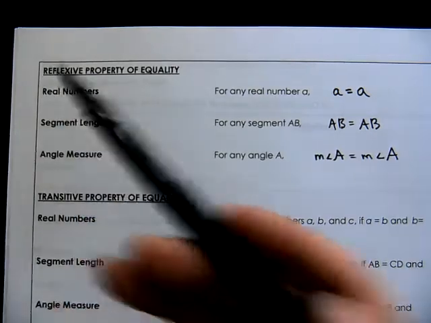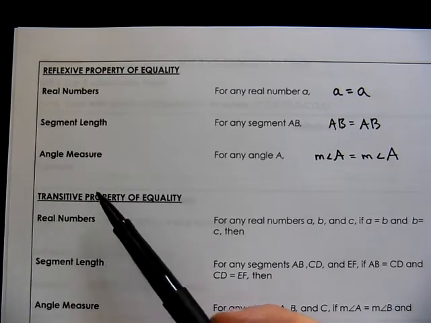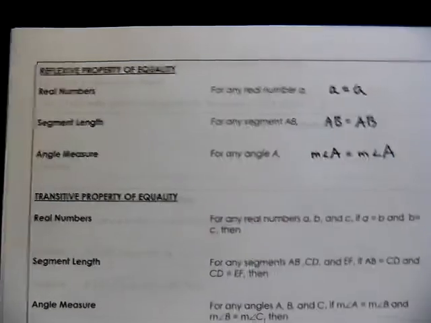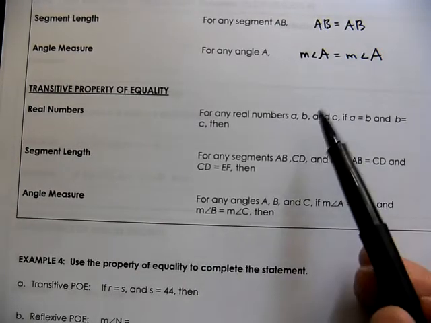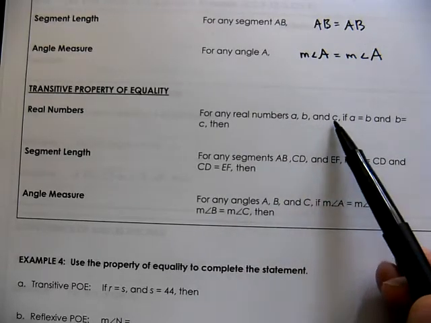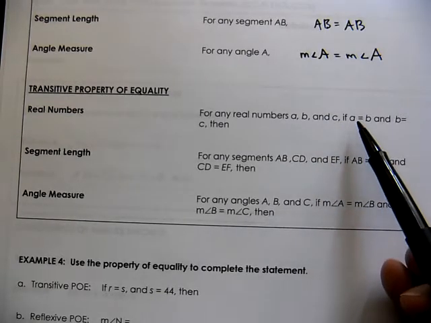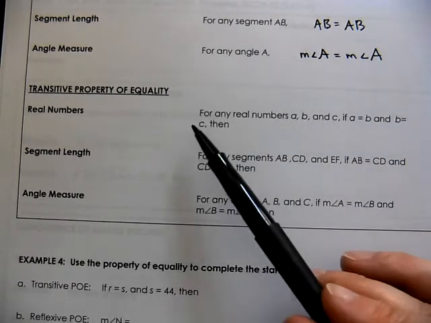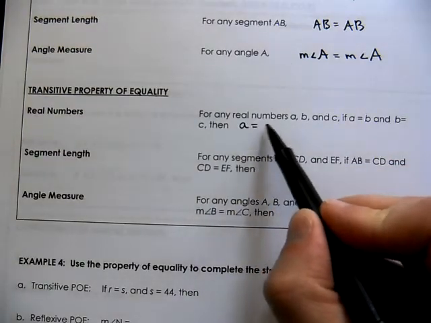R-E-F-L-E-X-I-V-E, reflexive. The transitive property always involves 3 ingredients. Again, it works for numbers, it works for segment lengths because they're also numbers, and it works for angle measures because again they are also numbers. So you have to have 3 ingredients. So here we are using the numbers A, B, and C. Those are my 3 ingredients. And we're going to link them together in this chain. If the first number equals the second number, and the second number equals the third number, then that means that the first is equal to the last.